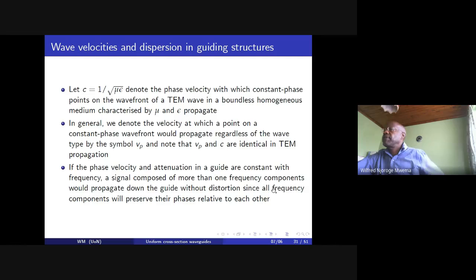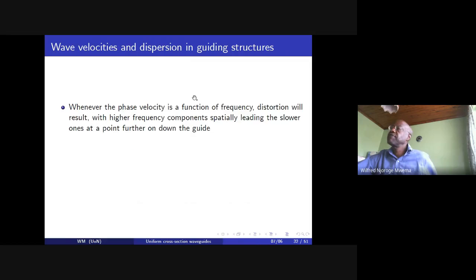So if the velocity and attenuation in a waveguide are constant in frequency, a signal composed of more than one frequency component will then propagate down the guide without distortion, because all the frequency components will preserve their phases relative to each other. They'll always keep in pace. So whenever the phase velocity is a function of frequency, then distortion will result, with the higher frequency components especially leading the lower frequency ones at a point further down the guide.